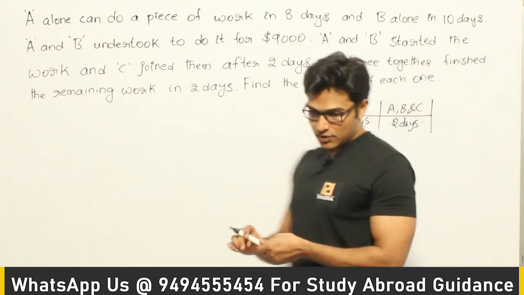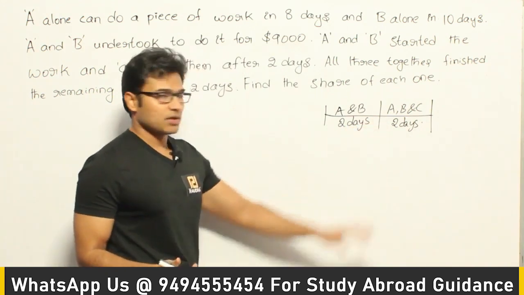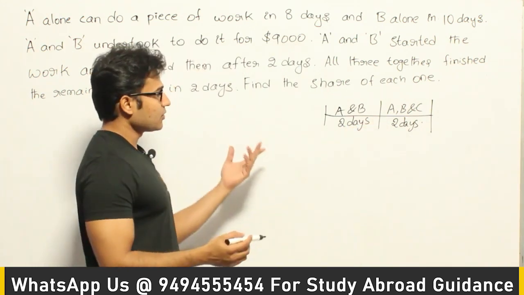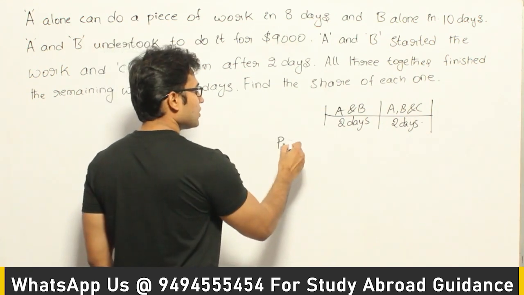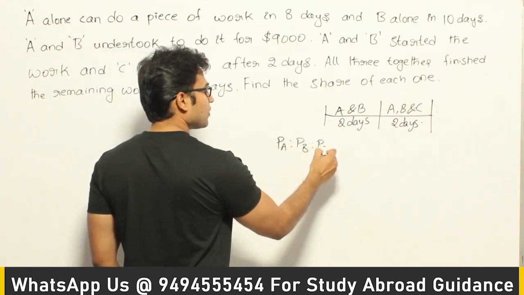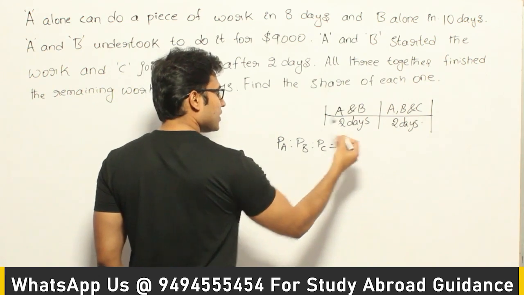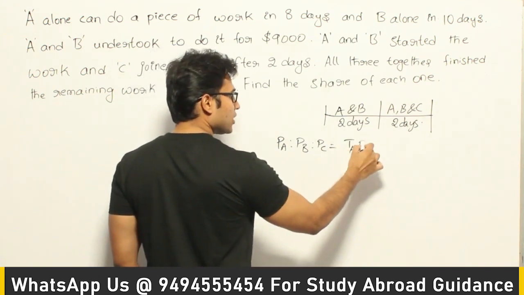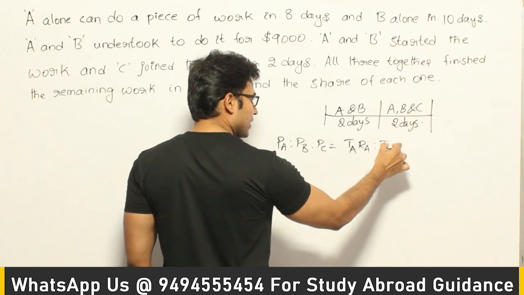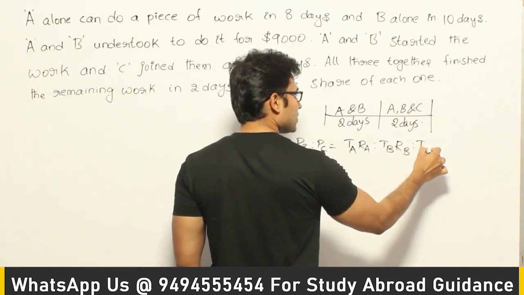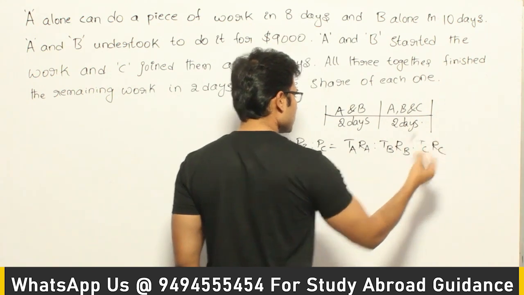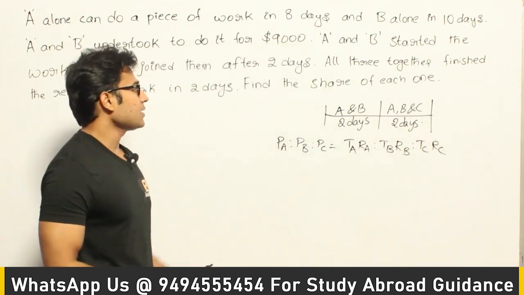Now if you observe this, times are clearly known here. The only thing that we don't know is the rate. So profit of A is to profit of B is to profit of C equal to the time that A has worked on the project into rate of A, is to the time that B has worked on the project into rate of B, is to the time that C has worked on the project into rate of C, right? And here clearly times are known.